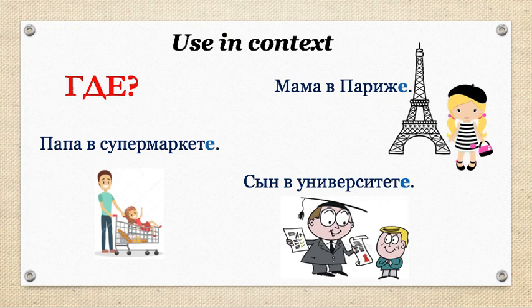So, we use prepositional case in contexts when we need to answer the question где, where. Где папа? Папа в супермаркете. Где мама? Мама в Париже. Где сын? Сын в университете.